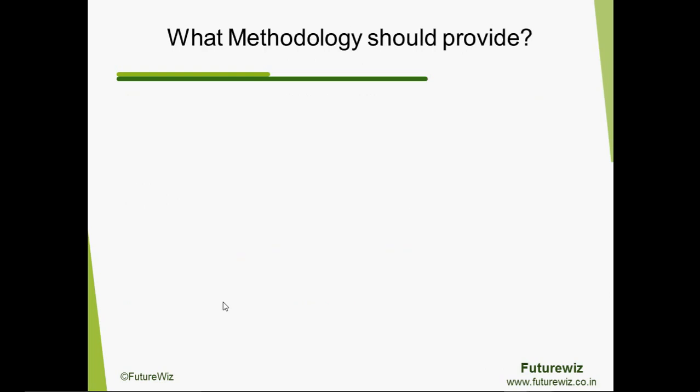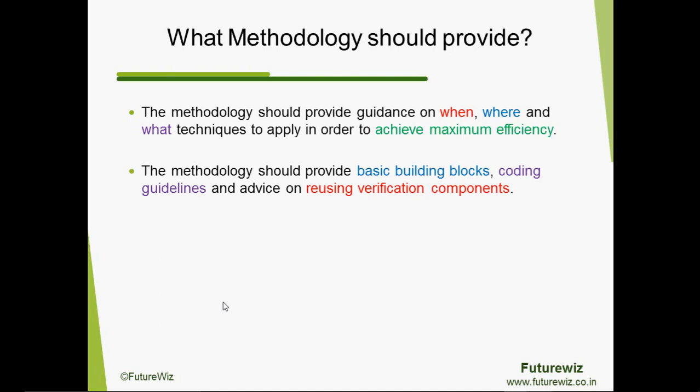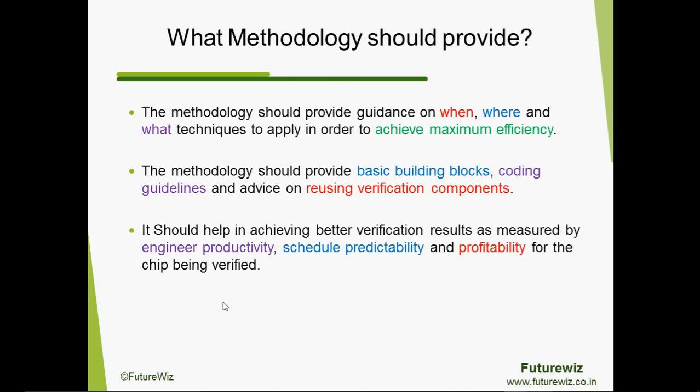Why do we need a methodology? Methodology helps guide us on when to do what, and at what time, so that we can achieve maximum efficiency. Methodology should provide us the basic building blocks so that we can support reuse. It should also provide some predictability and profitability, so that we can say at what time the chip will be out in the market and make sure it is actually working as per the specifications.